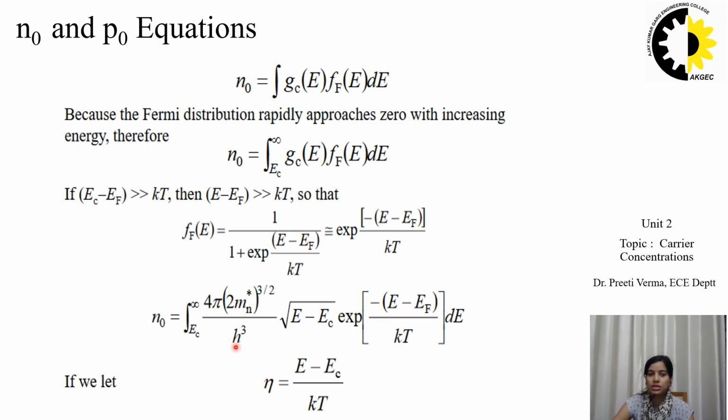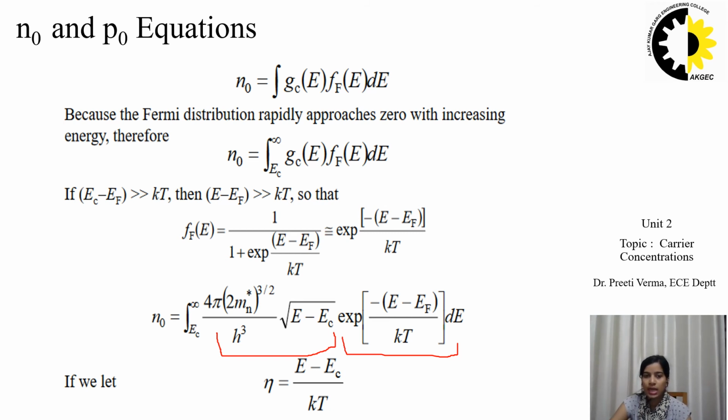So this value is coming from the value of GCE that we have seen in the previous discussion, that GCE is 4 pi (2 mn star) to the power 3 by 2 upon h cube, and under root E minus EC. So this complete is the function GC and this is function Fe. So multiplying these two and integrating it in this limit, we will find the concentration of electrons.